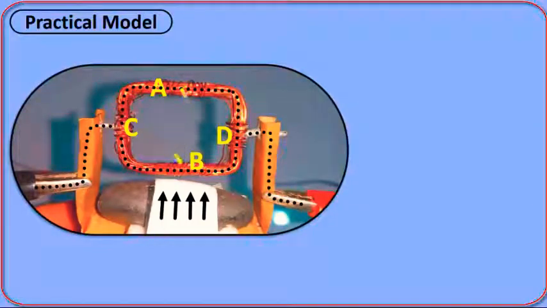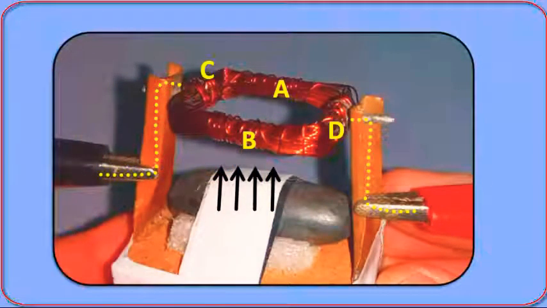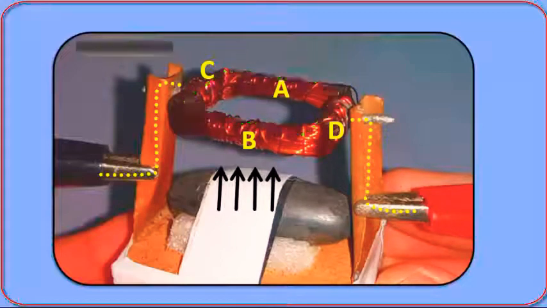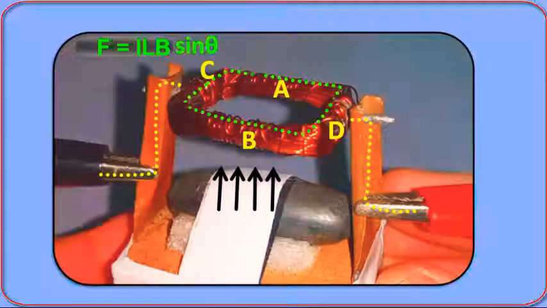Forces on the sides A and B form a couple. Maximum torque is produced when the plane of the coil is parallel to the magnetic field. When the plane of the coil is perpendicular to the magnetic field, no torque is produced. For this position of the coil, all the sides A, B, C and D are perpendicular to the magnetic field. Magnetic force on each side is ILB sine theta.